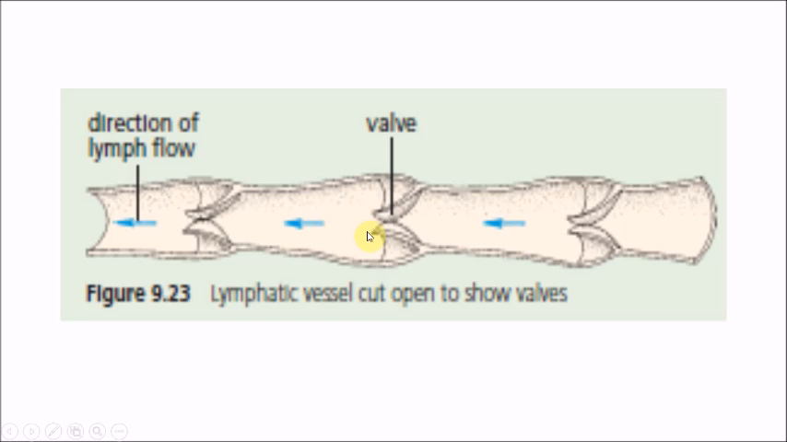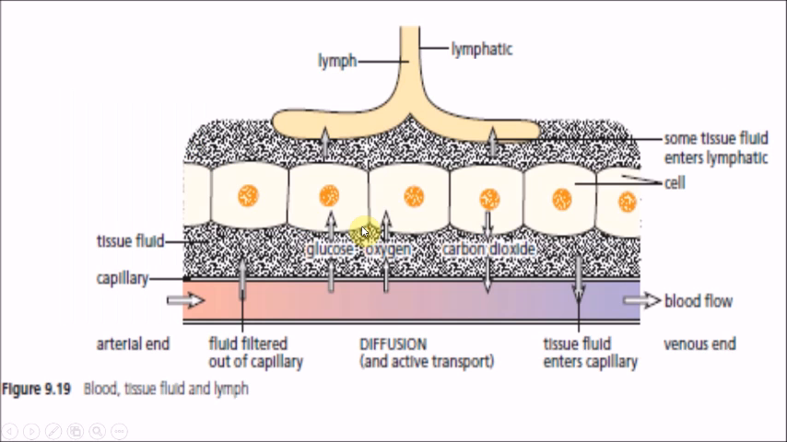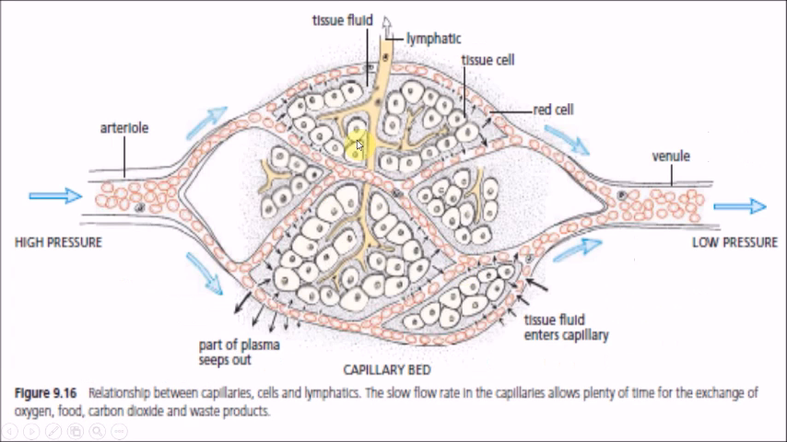This is a picture of a lymphatic vessel, and you can see there the valves with the pockets and the flaps, just like the SL valves or the vein valves. This picture here just shows how tissue fluid goes from tissues back into the capillaries as it would normally, but that some of the tissue fluid from cells can actually go into the lymph vessel as well. This picture here just shows how a lymph vessel looks through a network of capillaries.